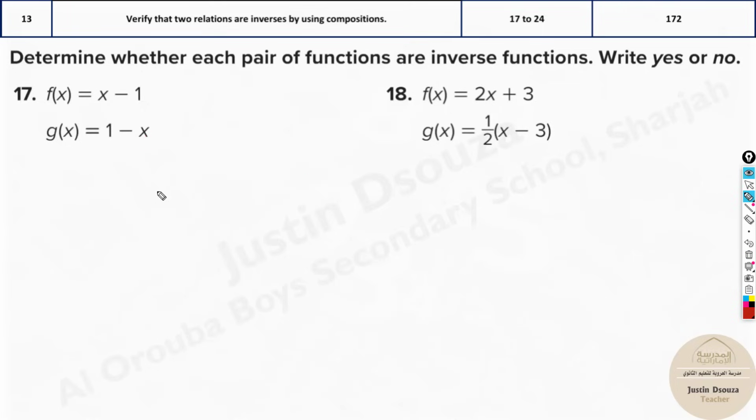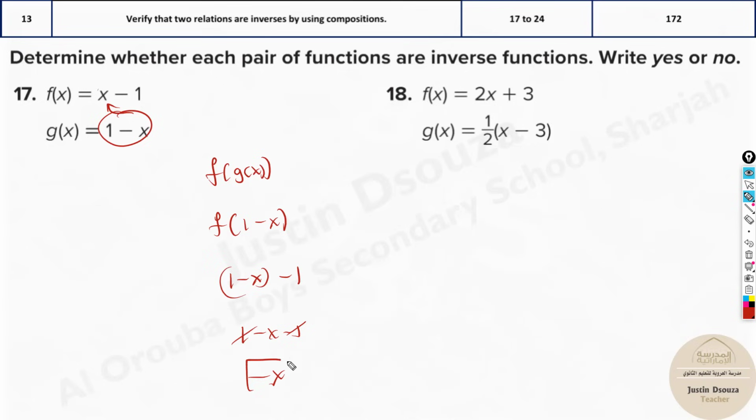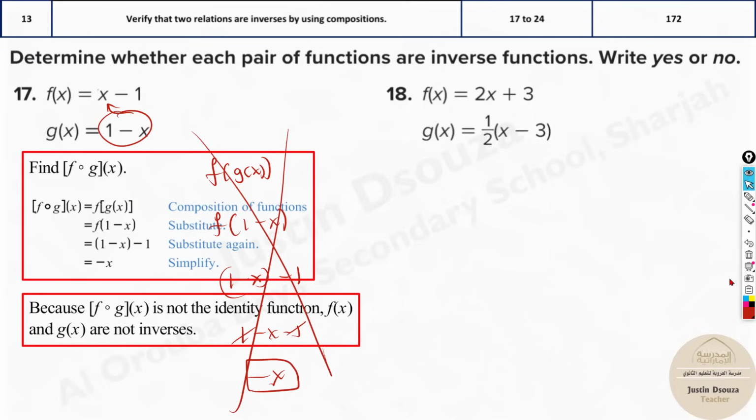It's very, very simple. All you do is compose them, f of g of x, and solve it. What is g of x given as? 1 minus x. So what is the function f of x? x minus 1. But instead of x, I have to put whatever this is. So this goes in place of this. Here it will be 1 minus x minus 1. Now solve it up. 1 cancels, but this is negative x. So they are not inverses of each other. You can see that they are not inverse, okay?